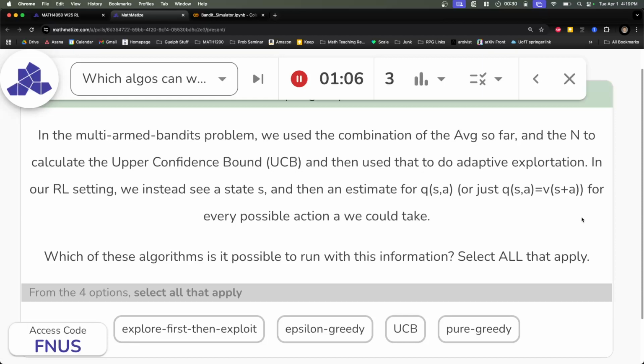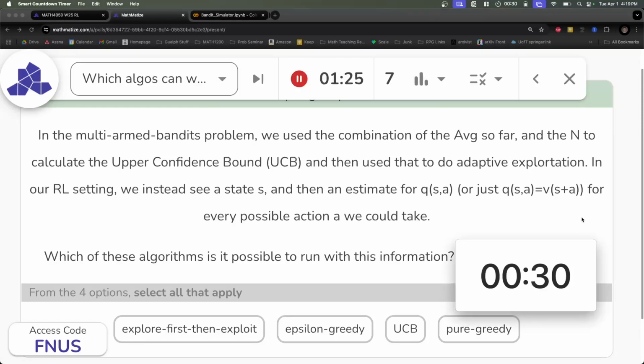These are some of the ones we talked about. There's explore first, then exploit: you spend some amount of time exploring, and then after you're done exploring, no more exploring, only exploiting. There's epsilon greedy, there's the UCB, or there's pure greedy. Which of these can you do with this limited setup? Okay, looks like some people have answered already. Let me start a timer for everyone else for 1 minute.